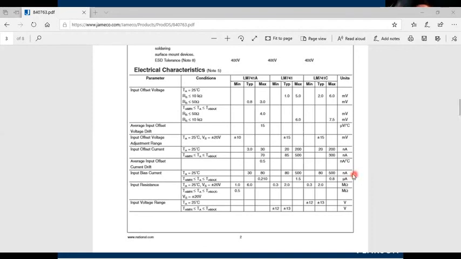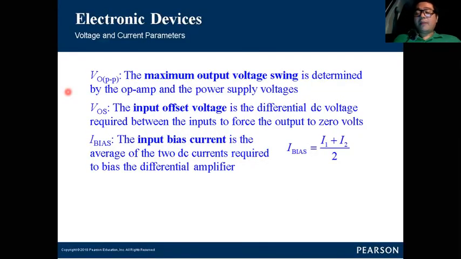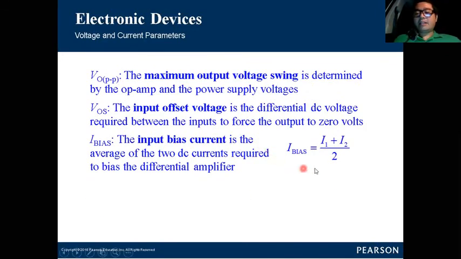The next parameter is what we call the input offset current. So this is another current that has an equation value that we have to consider. I sub IO equals I sub 1 minus I sub 2. Basically, this is the difference between the input currents, the two input bases, I sub 1 and I sub 2.